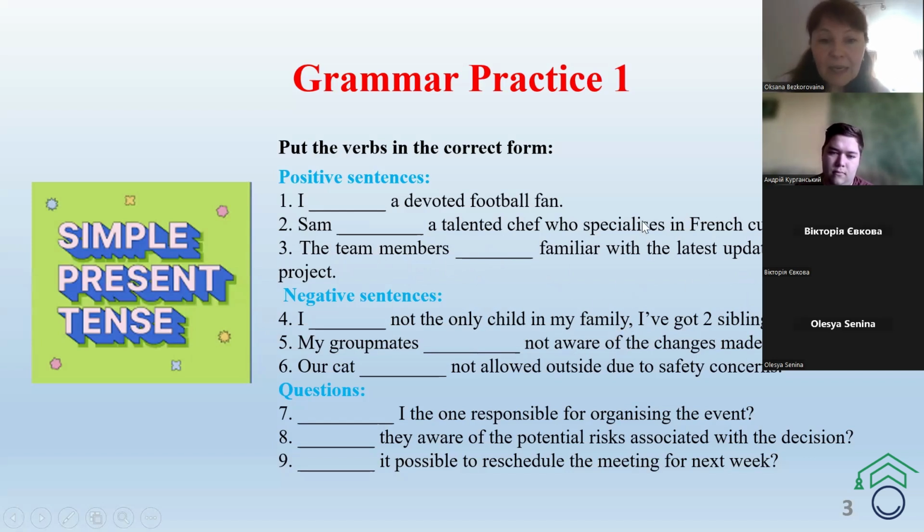To be familiar, what does it mean to be familiar? The team members of... Схожі, здається. Фамілія like схожі, да, чи ні? Ознайомлені. А фамілія, це вони ознайомлені, they know. They know the latest updates regarding the project. Regarding the project means those updates which relate to the project, які відносяться до проєкту. Стосовно проєкту. Thank you very much.